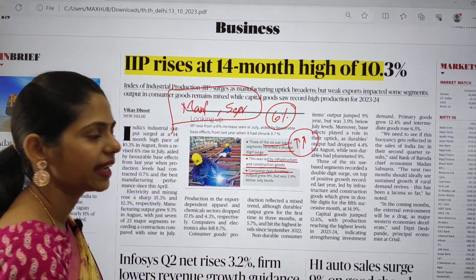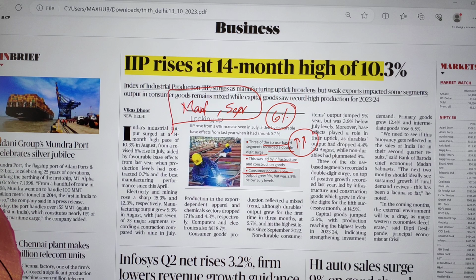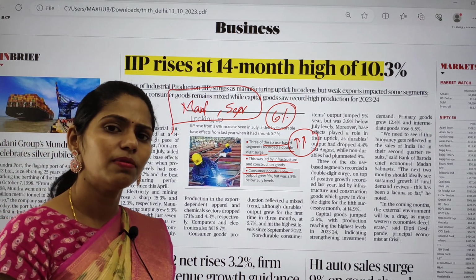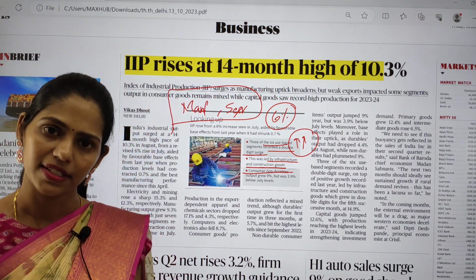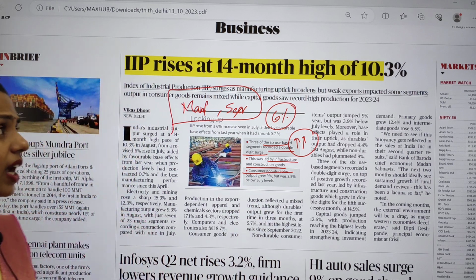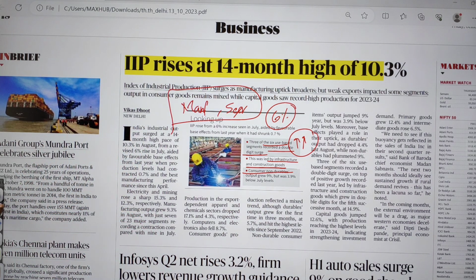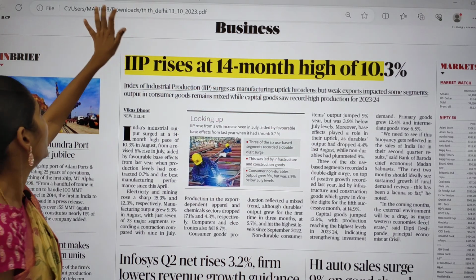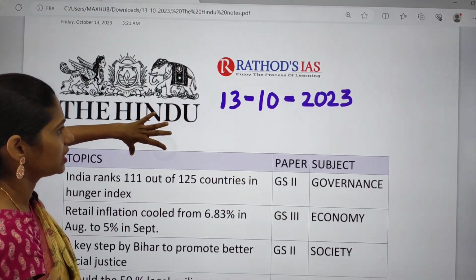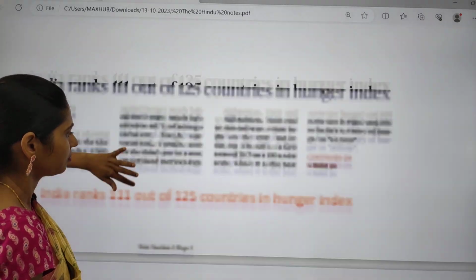So because of this IIP which has now increased, that means we are seeing good manufacturing going on in India. So this is about this topic, and these are some important articles that you have to refer to in today's Hindu newspaper. And now let us try to see the detailed analysis.